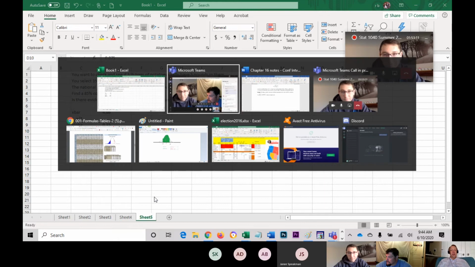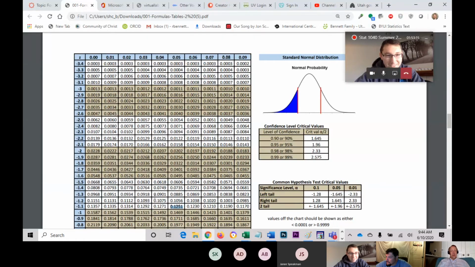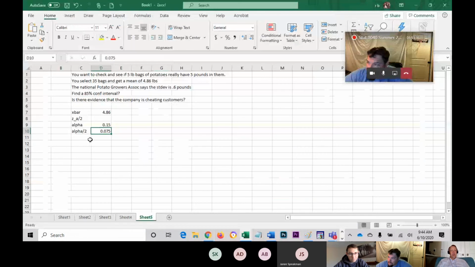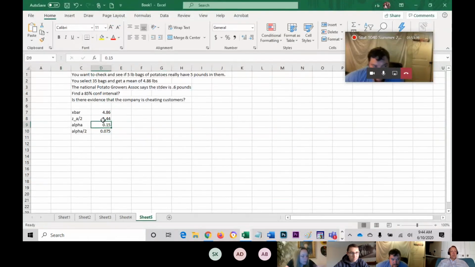And hopefully this isn't ugly. We're going to find out though. 0.075. Shout it out when you see it. 1.44. Yep, we got a negative 1.4. Sorry, I'm on the wrong line. That's the number right there, about 7.5%. So 1.44. Very good. So my z sub alpha over 2 is 1.44.